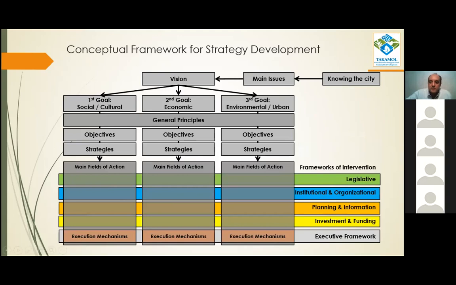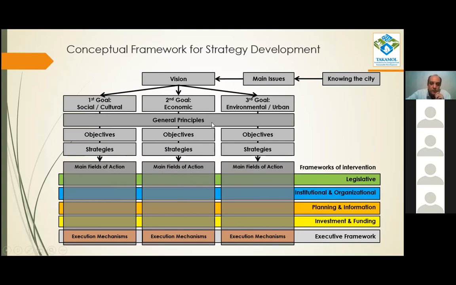So when we start strategic planning, strategic development, we start by knowing the city and identifying the main issues, then we put the vision. After we put the vision, we put three or four main goals, one of them social cultural, another one economic, and the third environmental and urban. Each goal is translated into objectives, and then into strategies, and then fields of action or actions with executive mechanisms.